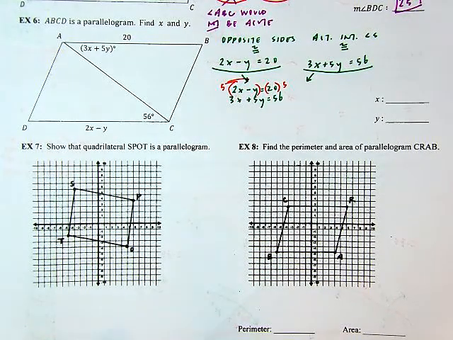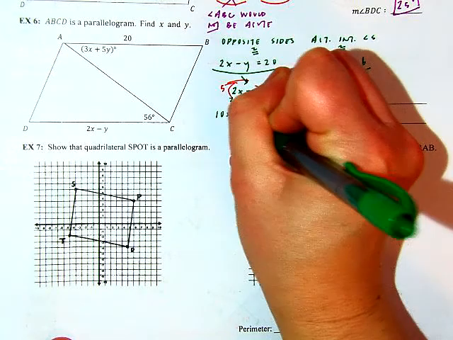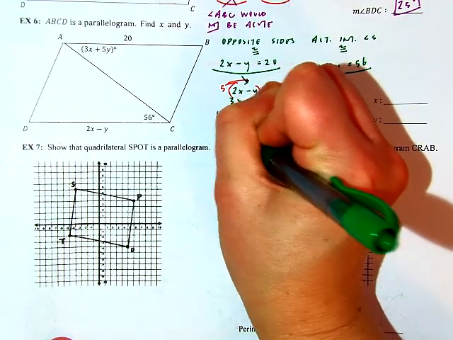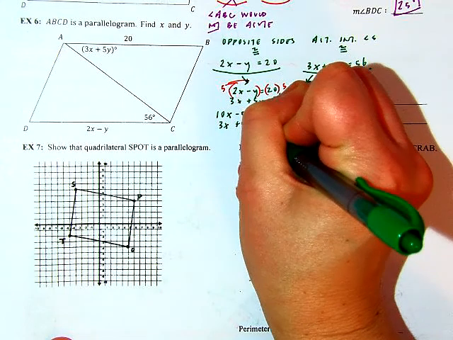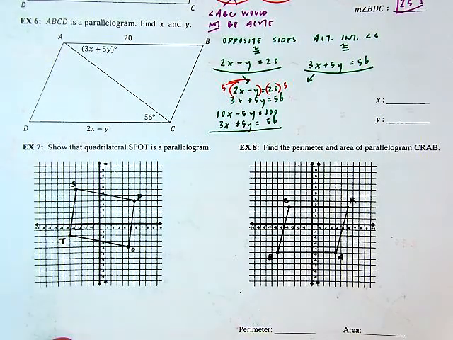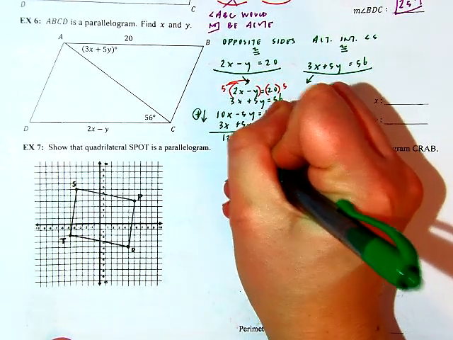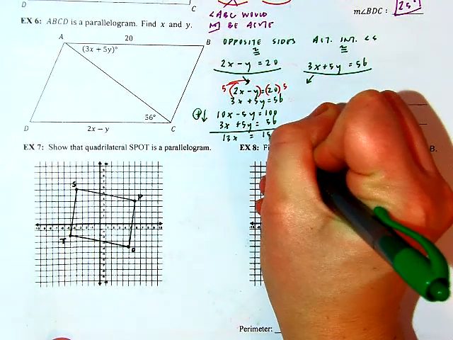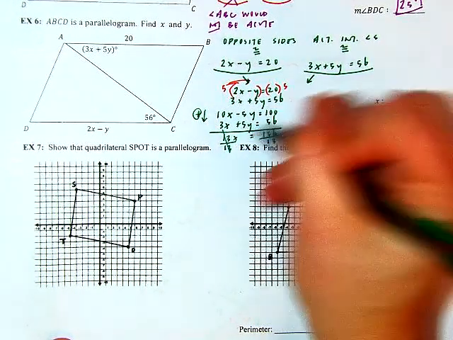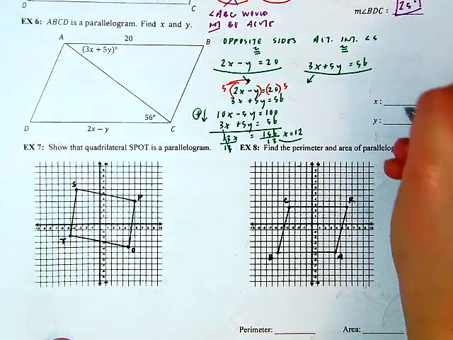So now, next stage, I have 10x minus 5y equals 100. And then I have 3x plus 5y equals 56. So now add down. I have 13x equals 156. Divide each side by 13, and I get that x is 12. So I know what x is. X has a value of 12.